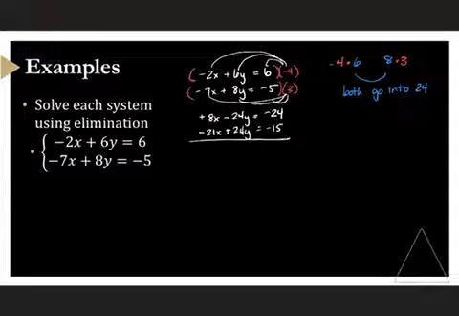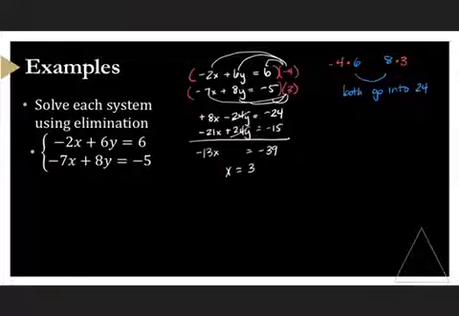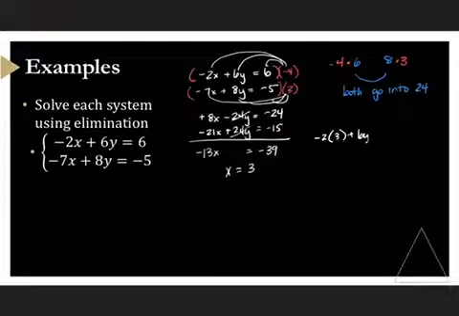Okay. Now when I solve, 8 minus 21 is negative 13x. Negative 24y plus 24y is going to cancel. And then negative 24 minus 15 is negative 39. So x is going to be 3. And now that I know what x is, plug it into either equation and come up with y. So negative 2 times 3 plus 6y equals 6. So negative 6 plus 6y, or add 6 to each side, so 6y is 12, which means y is 2. So this is the point 3, 2.